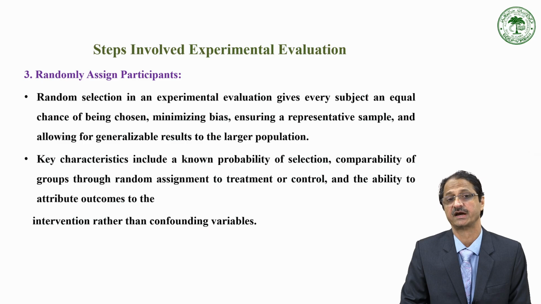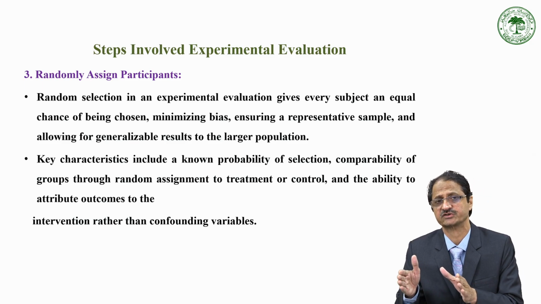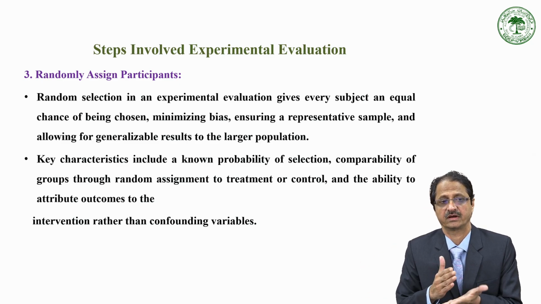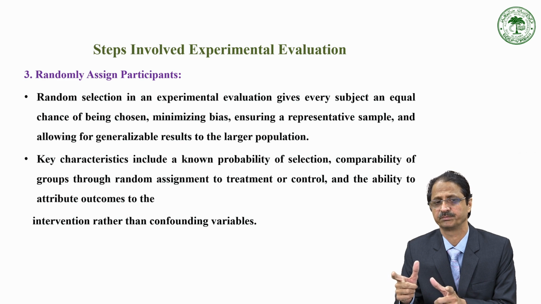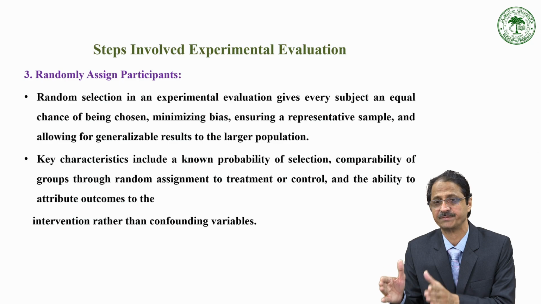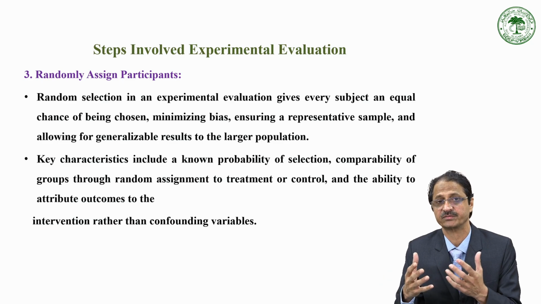Number third is randomly assign participants. Random assignment is highly important in experimental researches. Random assignment means every participant has an equal chance to be selected in the group. Random selection in an experimental evaluation gives every subject an equal chance of being chosen, minimizing biases, ensuring a representative sample, and allowing for generalizable results to the larger population.